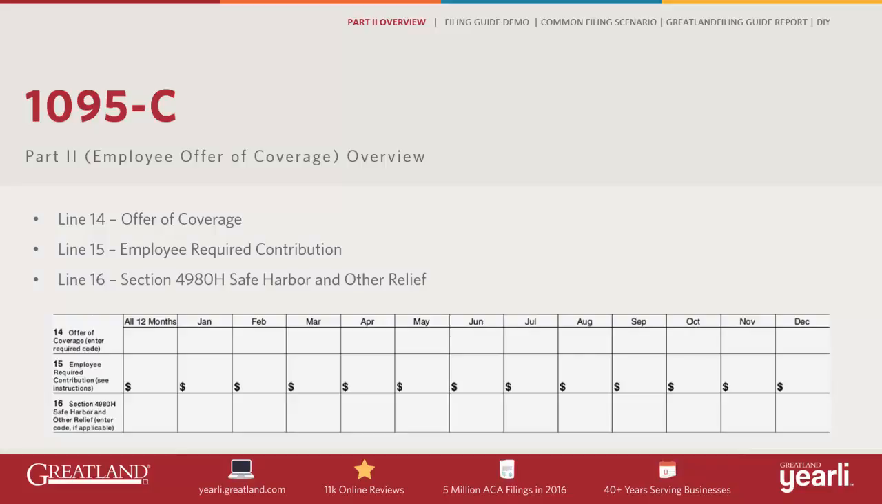On line 16, enter the applicable code. There are 8 codes, and again, please refer to the 1095-C instructions for a description of each code. If no code applies, line 16 may be left blank.